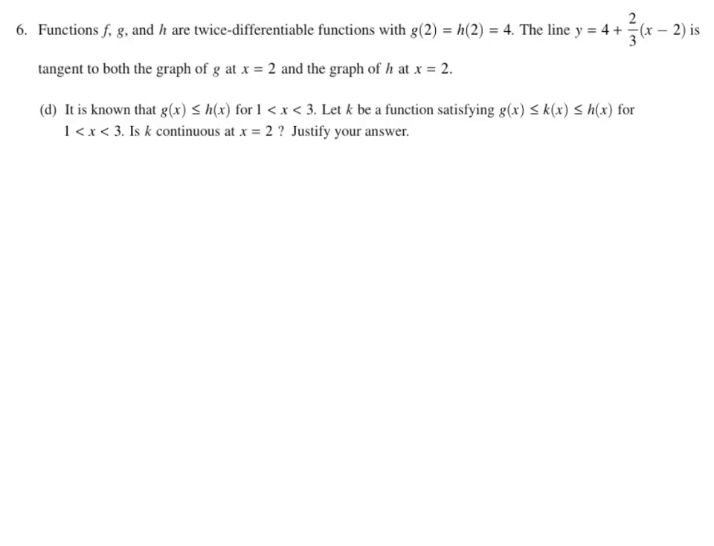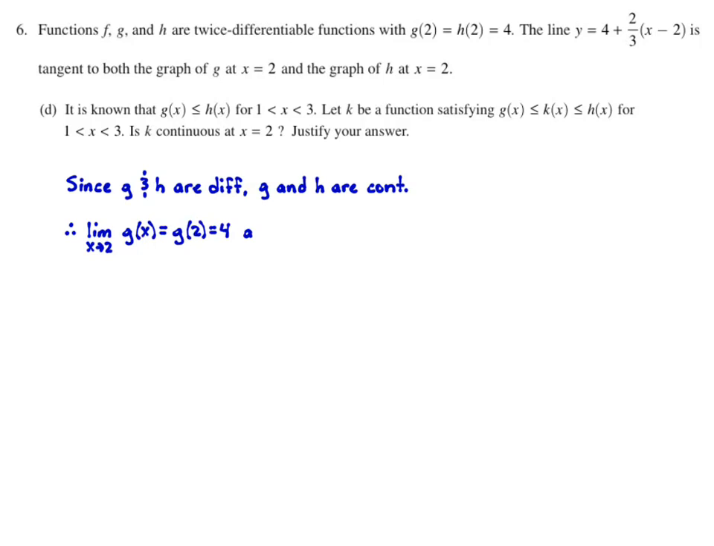So this part is actually dealing with a concept that we haven't really touched much on, and that's the squeeze theorem. The first thing I want to say is that since g and h are differentiable, that implies that g and h are also continuous. And since g and h are continuous, the limit as x approaches 2 of a function is equal to the function's value at x equals 2. So the limit as x approaches 2 of g of x is going to equal g of 2 because the function's continuous, and because g of 2 equals 4, the limit as x approaches 2 of g of x is 4. And the same logic goes for h.